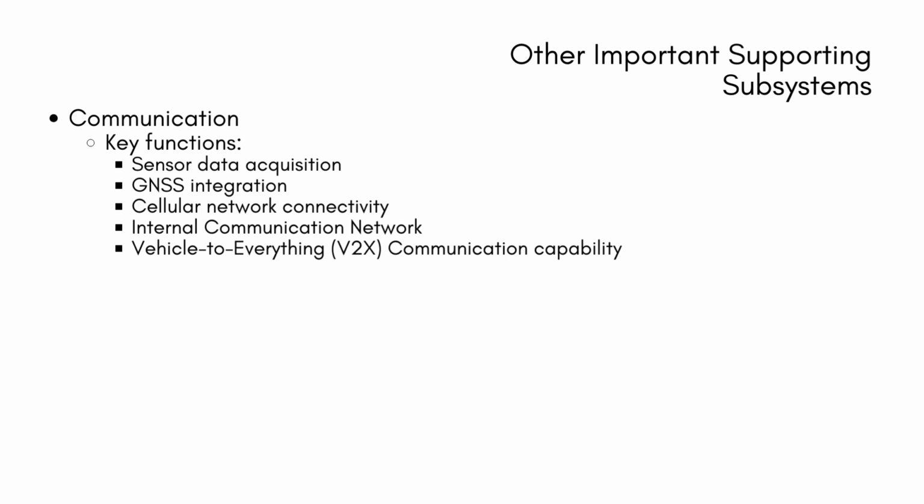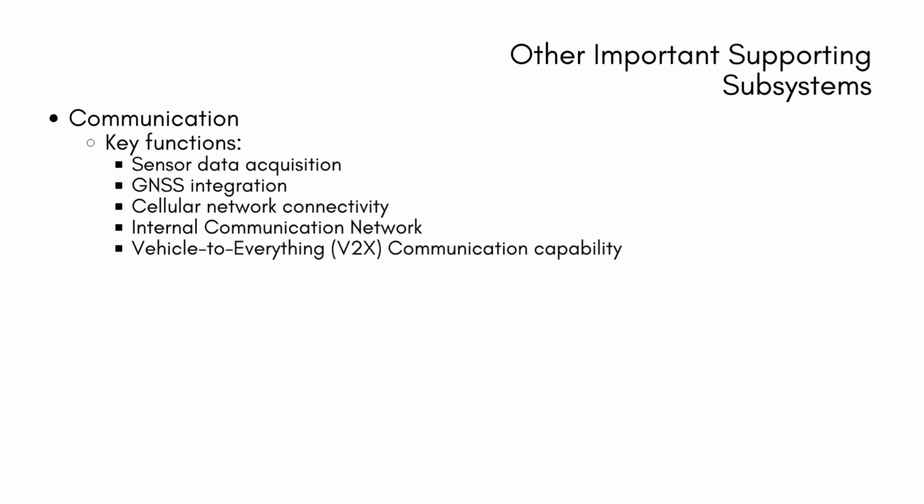Vehicles of the future may talk to each other and to infrastructure using technologies like vehicle-to-everything or V2X to share information and coordinate actions, further enhancing safety and efficiency. Key functions of the communication subsystem include sensor data acquisition. The communication subsystem gathers real-time data from various sensors on the vehicle such as LiDAR, radar, cameras, and ultrasonic sensors about the surrounding environment, including the presence of other vehicles, pedestrians, traffic signals, and lane markings.